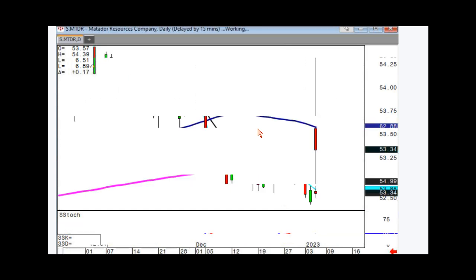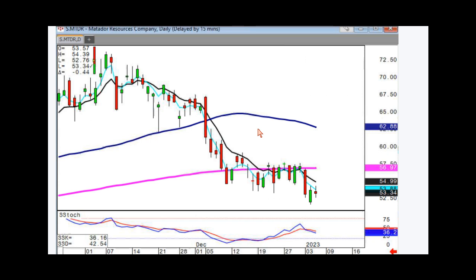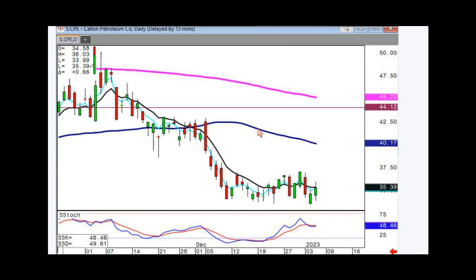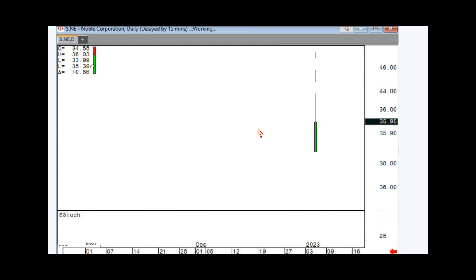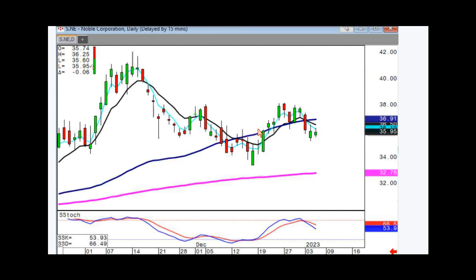Matador, nothing. If you're short, you can stay short. And CPE, that's really a nothing chart. Would not be long or short. Noble, if you're short, you stay short on this one. Other than that, I'd probably be someplace else. Prague is a margin call. All right.